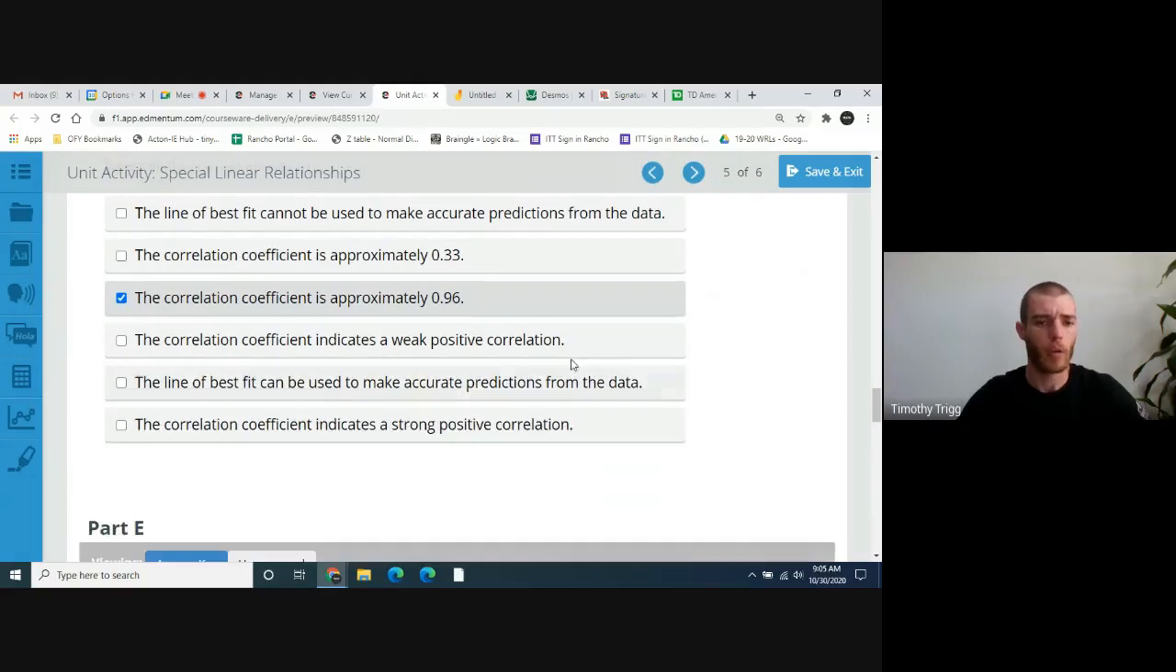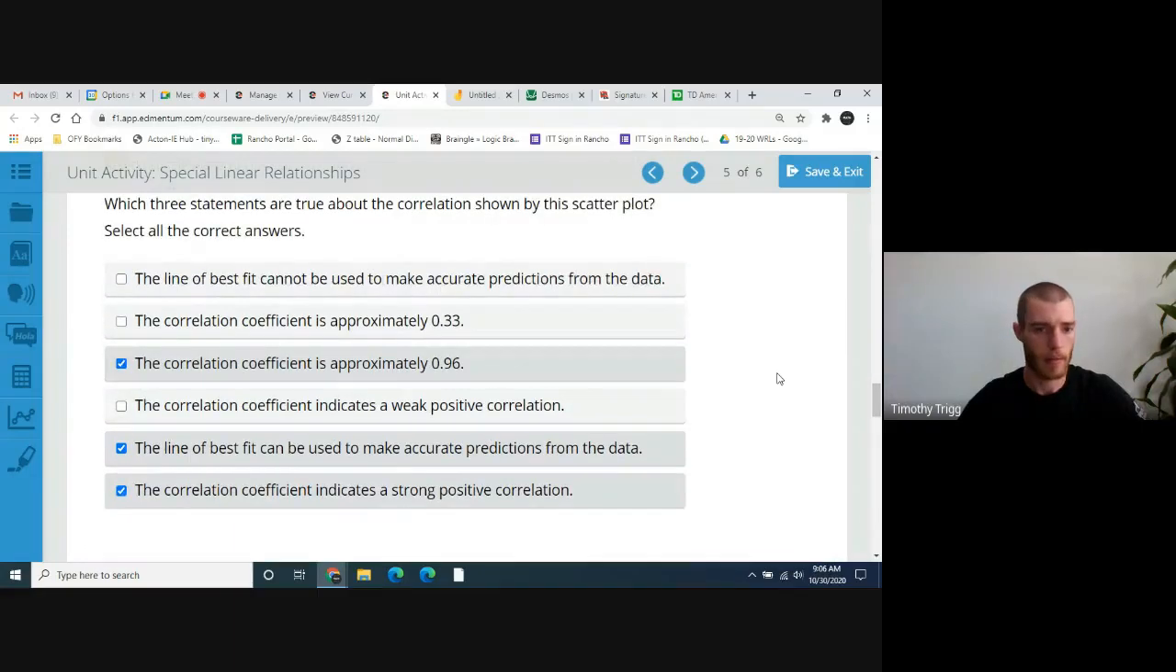Okay, the correlation coefficient indicates a weak positive correlation. No, that's not true. It's a strong, so strong positive correlation. Line of best fit can be used to make accurate predictions. Yes. Okay. So those are the ones I would say are the correct ones.